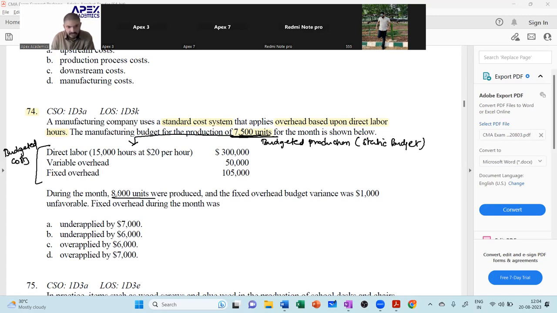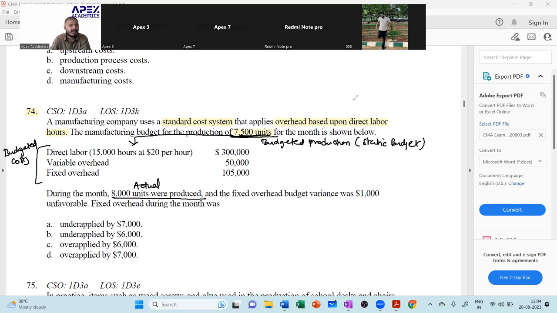During the month, 8,000 are actually produced. What is this? Actual. Now you only tell me one thing. What should your flexible budget be for? It should be for 8,000. Perfect. Why? Your budget is for 7,500. Your actual is 8,000. So you have to make a flexible budget for 8,000. How can you compare 7,500 with 8,000?